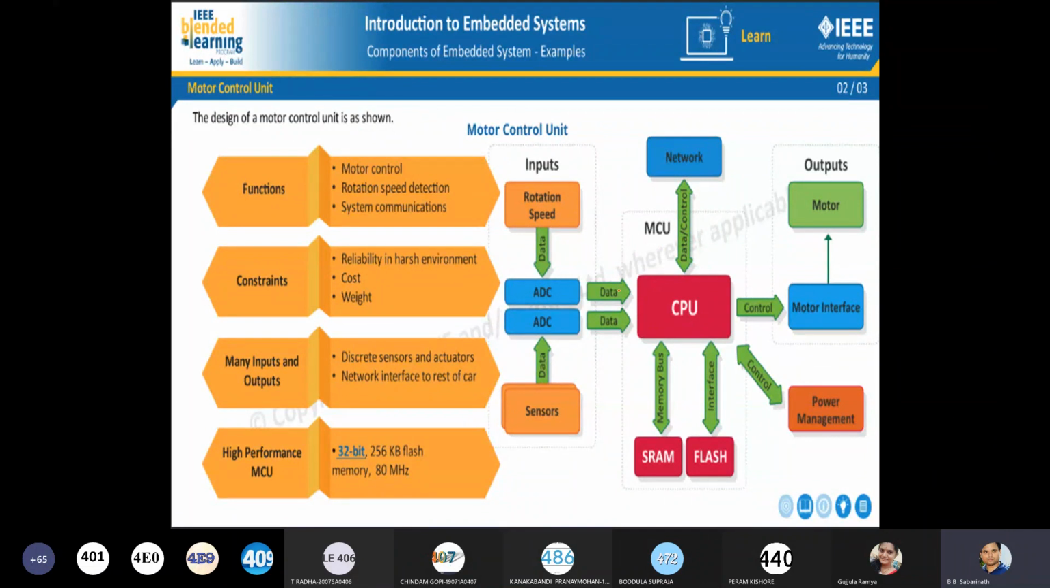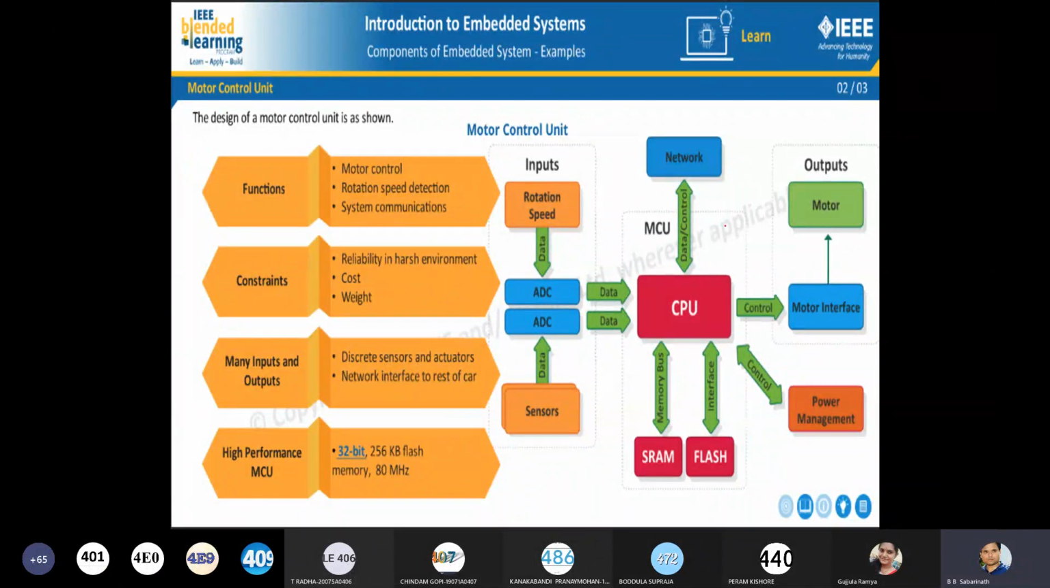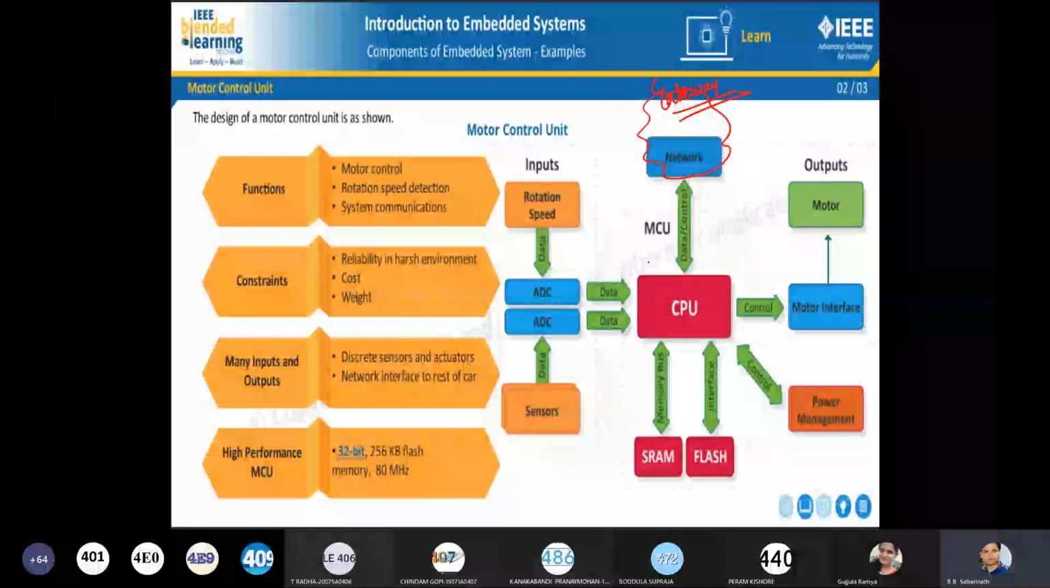This system needs to read the sensor values, maybe some speed, all these things. Also, this system needs to communicate with other systems, like maybe a gateway. So in such a scenario, an 8-bit CPU is not sufficient.